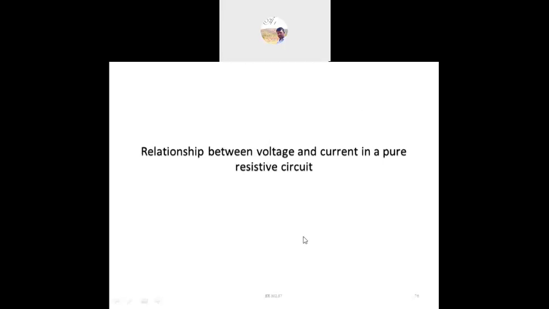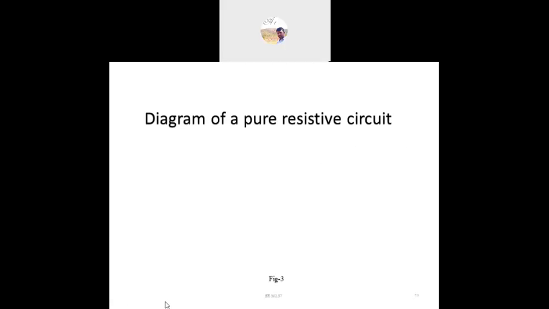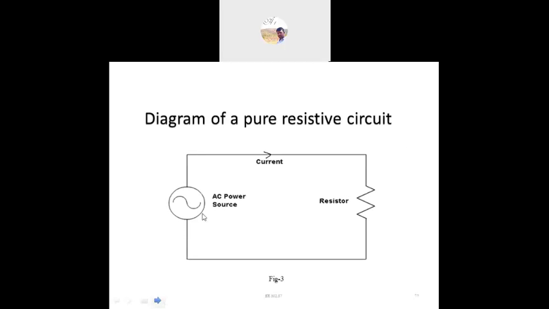Let's go to the recap of the R, that is a resistive circuit. The relationship between the voltage and current in the pure resistive circuit. Here we have the pure resistor diagram, which is AC through the pure resistor. A pure resistor doesn't have any losses. With the resistance opposing, there is no loss. That is a pure resistive network. Here we have the AC power supply and the resistor, and current is flowing through it. There are no losses here. That's called the pure resistive network.